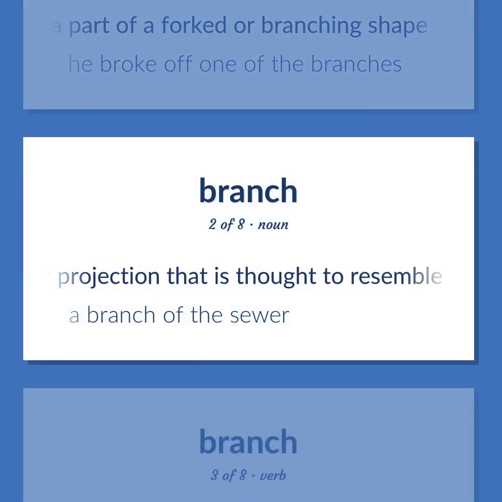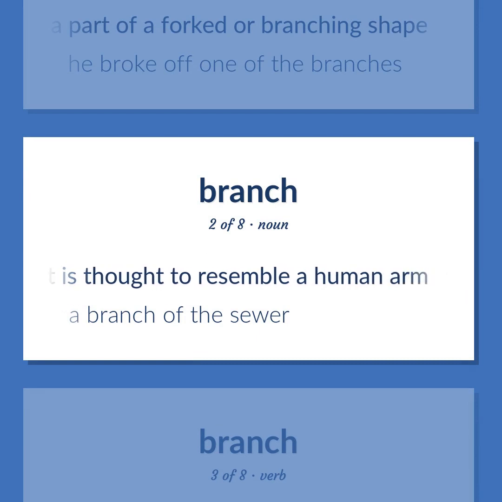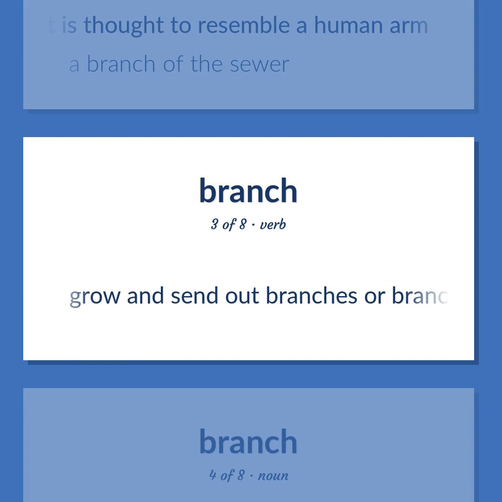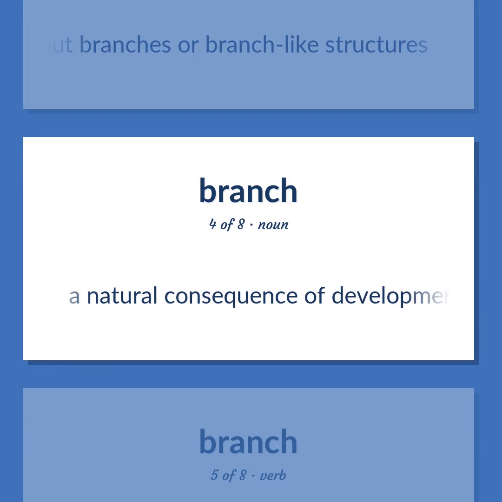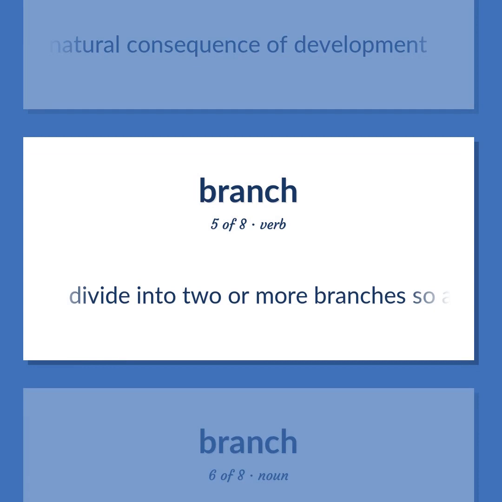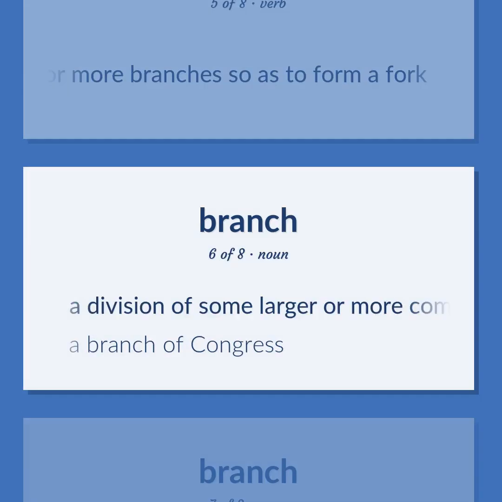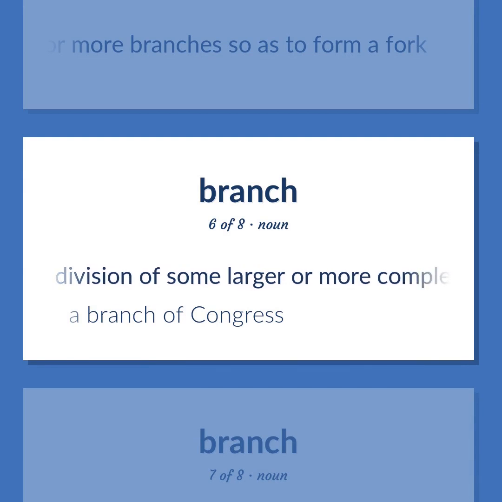Any projection that is thought to resemble a human arm. A branch of the sewer. Grow and send out branches or branch-like structures. A natural consequence of development. Divide into two or more branches so as to form a fork. A division of some larger or more complex organization. A branch of Congress.